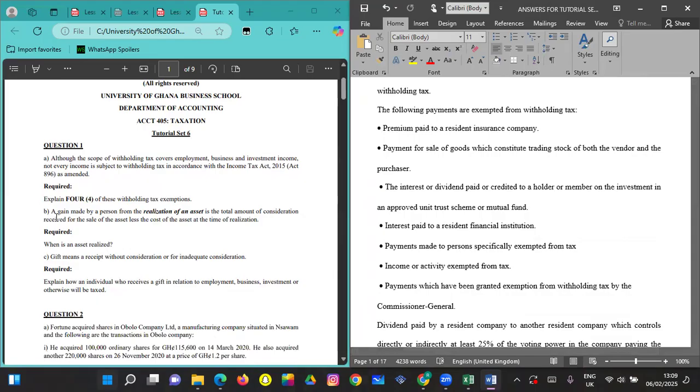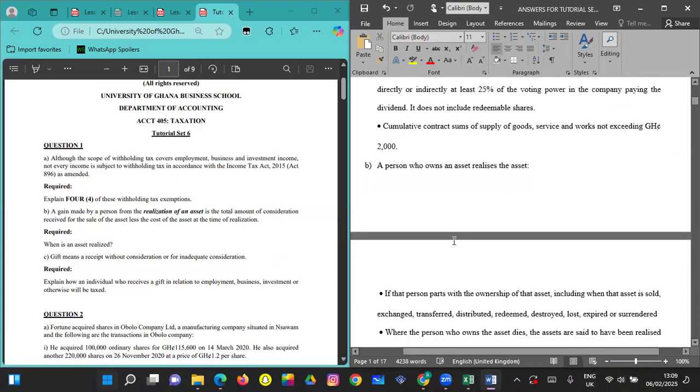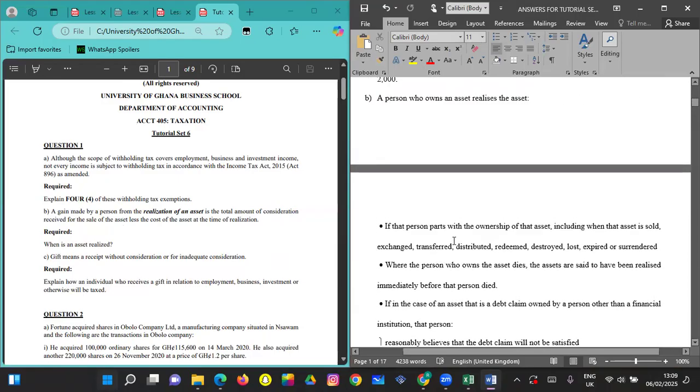And B, a gain made by a person from the realization of an asset is the total amount of consideration received for the asset, for the sale of the asset, less the cost of the asset at the time of realization. So it is asking us when is an asset realized, and this is also in my video, right? I've explained this in my video.